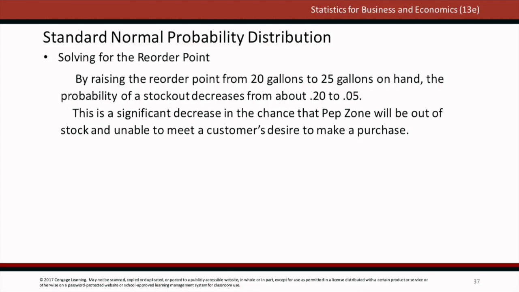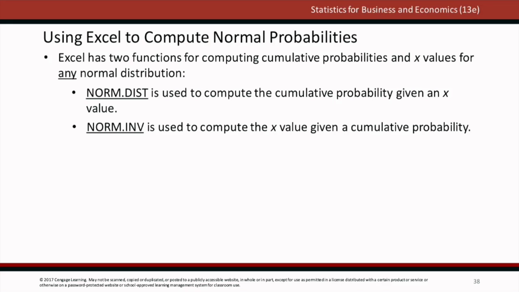Now, all this that we have been doing here can be done also by using Excel. We can use Excel to compute normal probabilities, for either normal random variables or the standard normal random variables. Excel has two functions for computing cumulative probabilities and x values for any normal distribution. NORM.DIST computes the cumulative probability given an x value, and NORM.INV computes the x value given a cumulative probability.